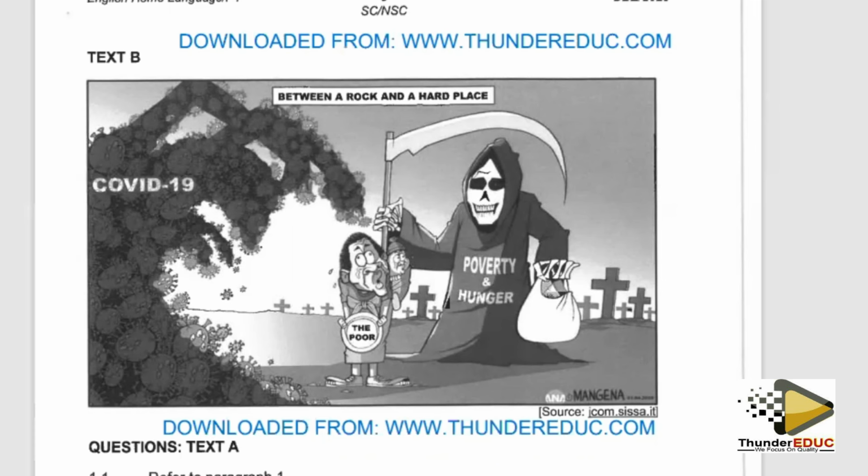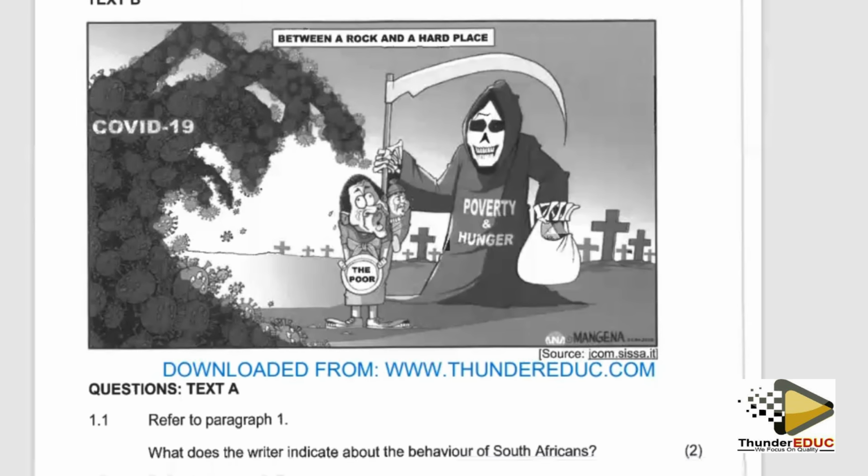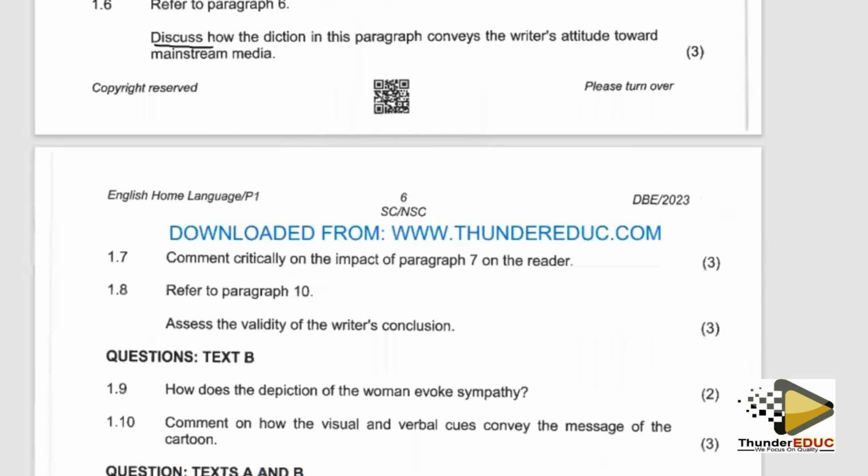Remember, now that is playing with language, because now when we say between a rock and a hard place, she is between COVID-19, but she's also caught on the other hand by poverty and hunger, and therefore she cannot be able to run away from either COVID-19 or poverty and hunger. So that is what we are coming in now to this visual. Let's go to the questions.